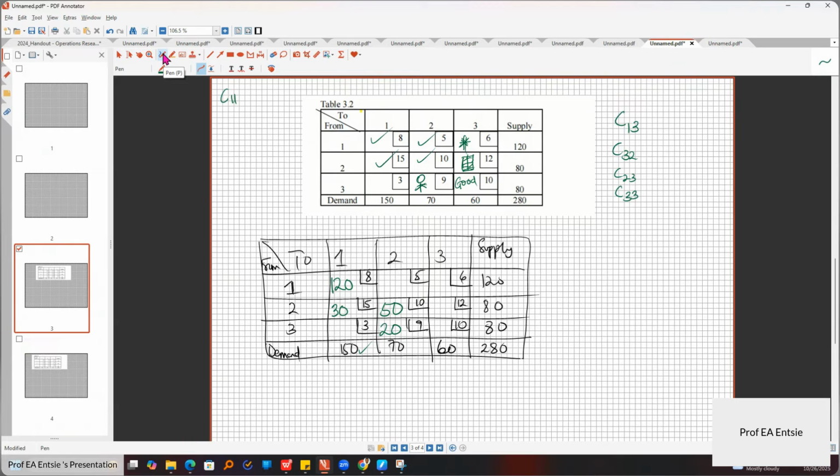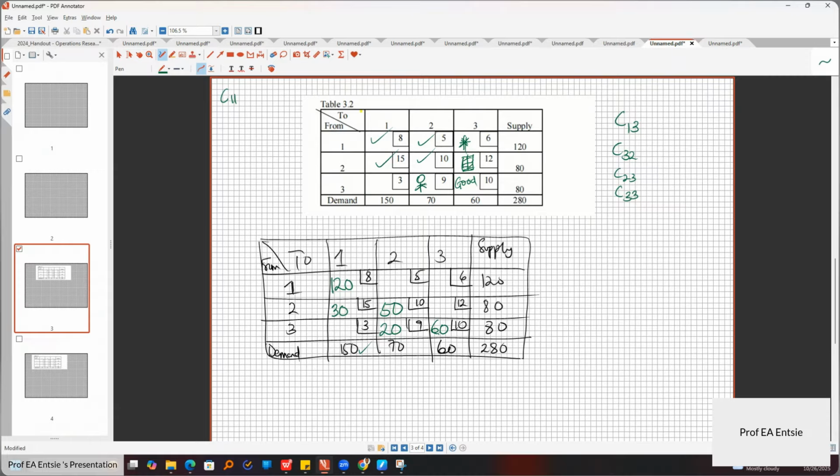So I will go to another cell. So row three is 80, but I've already used 20. And I can add 60 because column three is also having a demand of 60. So I'll put the 60 here. So row three, column three is satisfied. So all the supply and the demands are satisfied beautifully. So this is the end of the northwest.